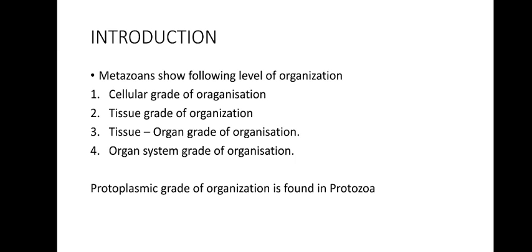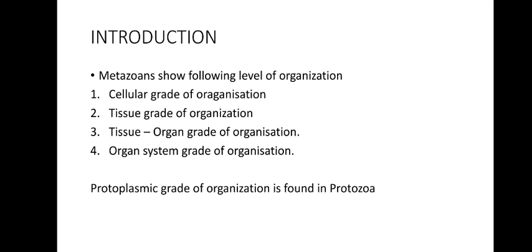Now, depending upon the number and degree of complexity or specialization of cells present in an individual, we can divide animals into different levels or grades of organization. So that means not all the metazoans have similar type of complexity or specialization. They have different levels of complexities, and based on how complex the body is and how complex the function and structure of these structures are, we have different grades of organization or level of organization.